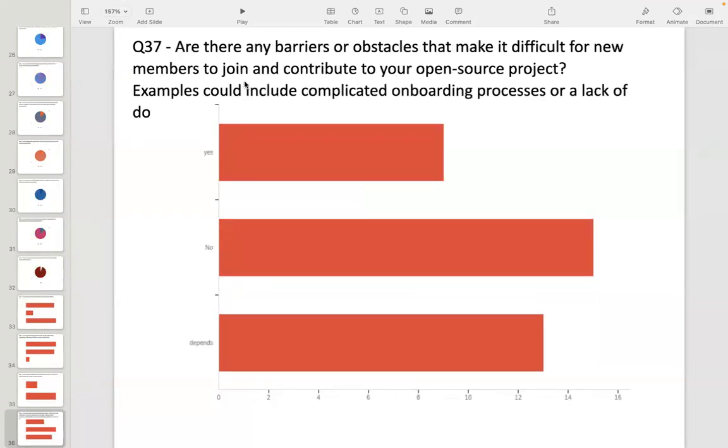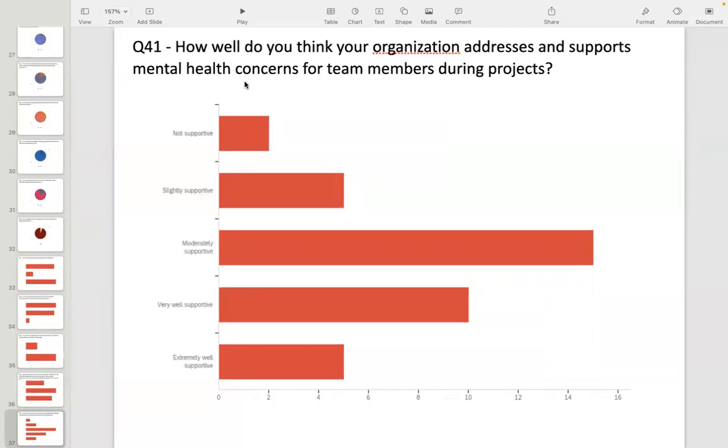And then I wanted to see if there are any barriers that make it difficult for new team members to join. So we have also added a textual based question on this, where we ask what the barriers are.